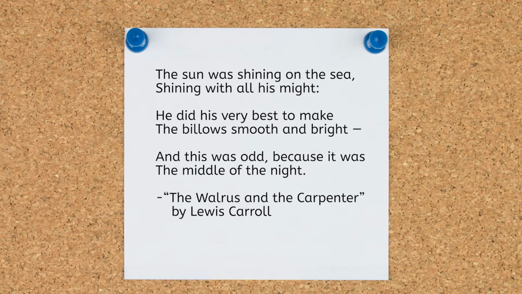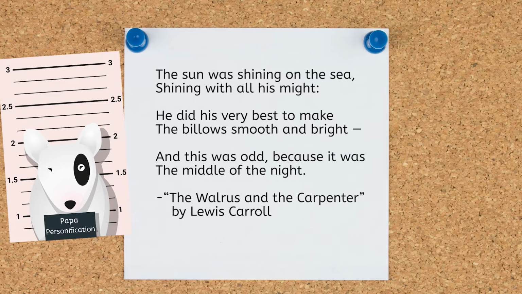This poem is personifying the sun by saying that he was putting so much effort into bringing sunshine. Bringing human action and characteristics to the poem means the poet is in cahoots with papa personification. Considering this, what mood do you think this poem is evoking? Pause the video here and write down your answer in your PDF.